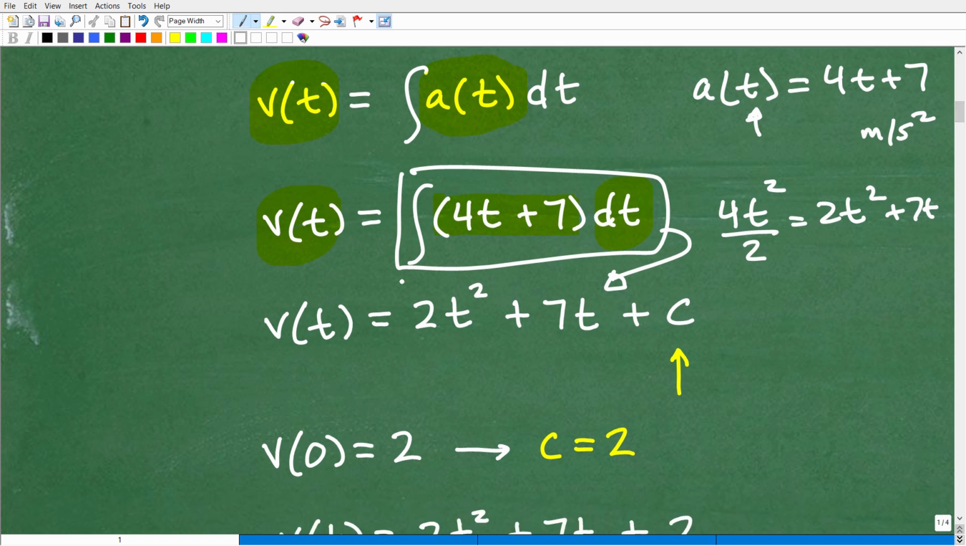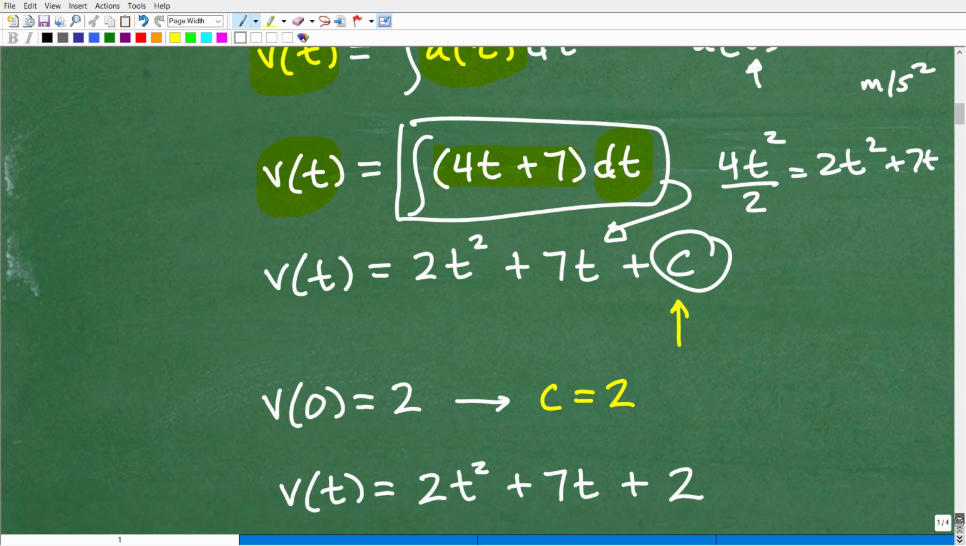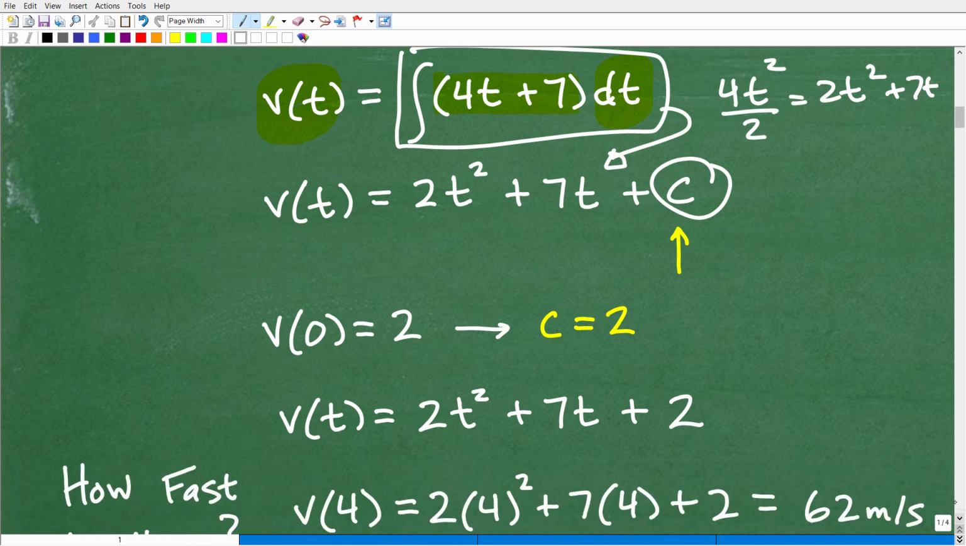All right, so anyways, we have this indefinite integral right here, 2t squared plus 7t plus our constant, okay? So we have to figure out what our constant is. When you integrate, we have this plus c, so I need that c. So how can I find that c, that constant?